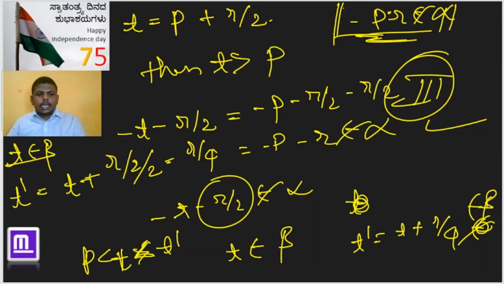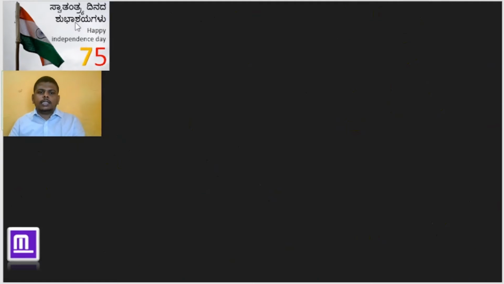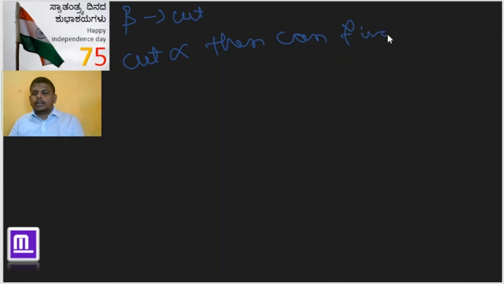Now we can clearly say that beta is a cut. You give us a cut alpha, then we can find beta, which is a cut. But is such a beta the additive inverse? This is our question.